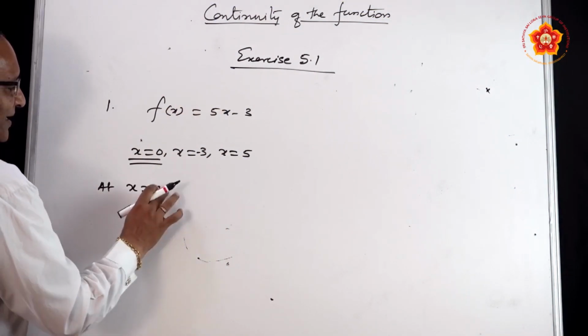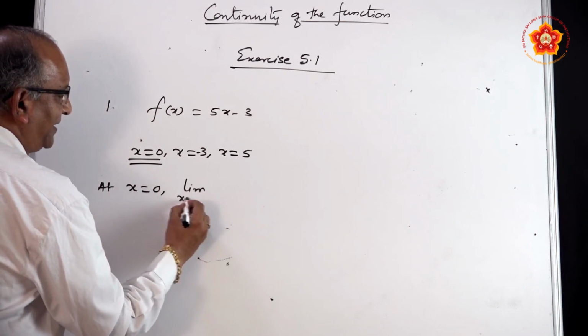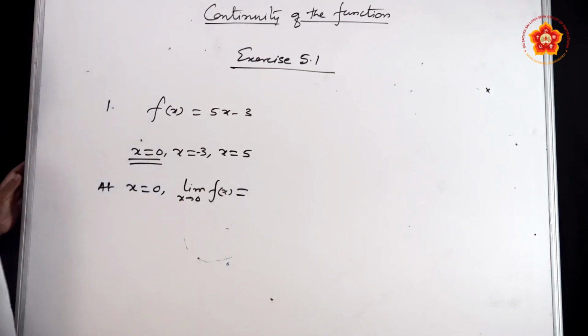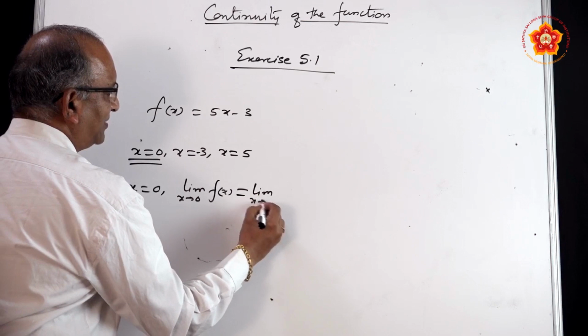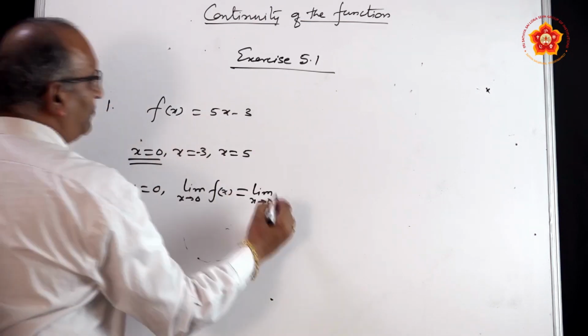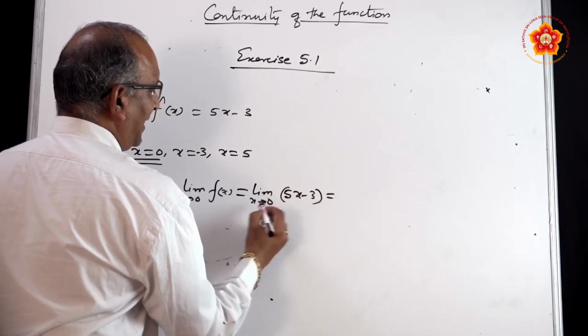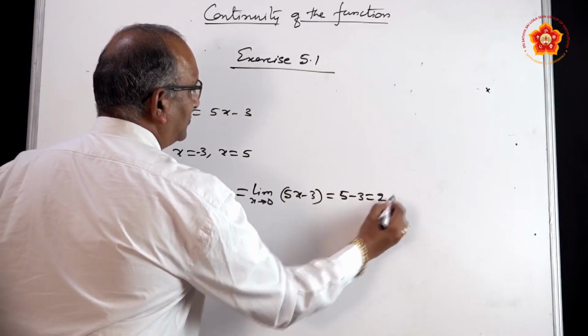We want to check at x equal to 0. So how do you do it? Limit x tending to 0 of f(x). What is the function? Write the function. The function is 5x minus 3. Then proceed to the limits. X is 0, you get 5 minus 3 equal to 2.